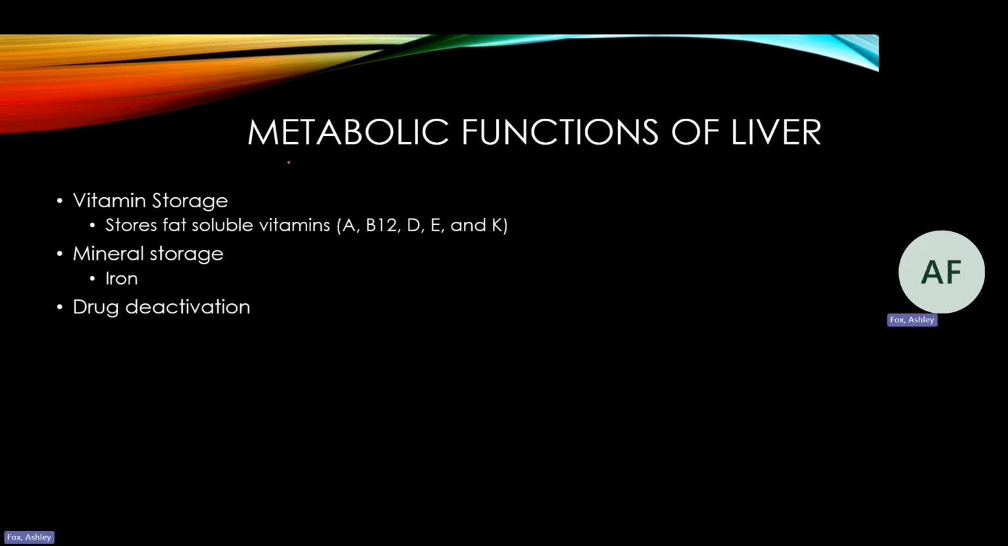There's also vitamin storage. The liver can store fat soluble vitamins, which are A, B12, D, E, and K. Water soluble vitamins are not stored in the body. You eat water soluble vitamins and you urinate them out. So they go out. Fat soluble vitamins can be stored in fat. So water soluble just leave; fat soluble can stay.